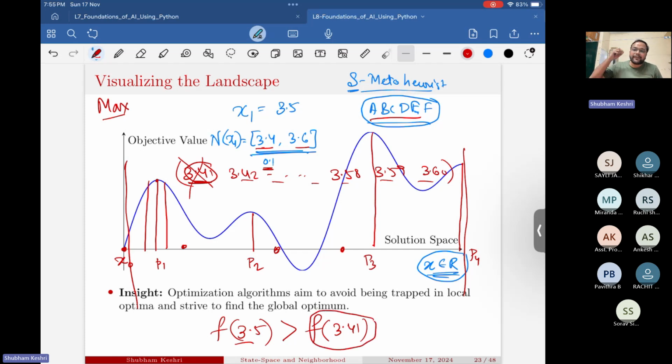But what I will do is I will have a probability. So with some probability, do you want to reject it or not? Suppose with 70% probability, I will reject a not good solution, and with 30% probability, I'll pick it. So this 3.41 has some probability of getting picked. What will happen with this?